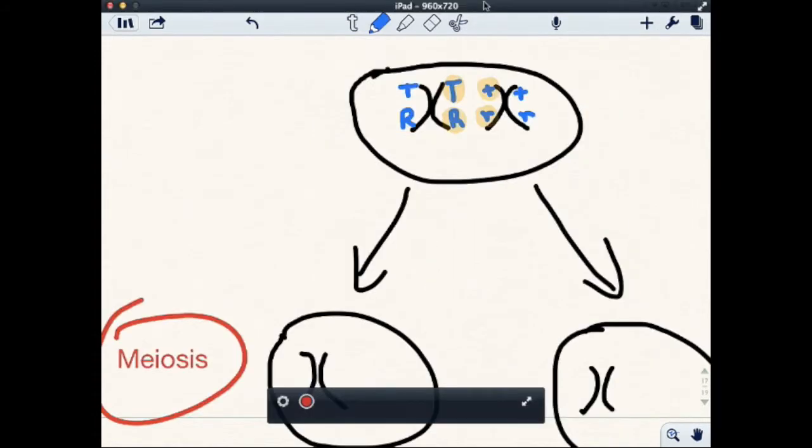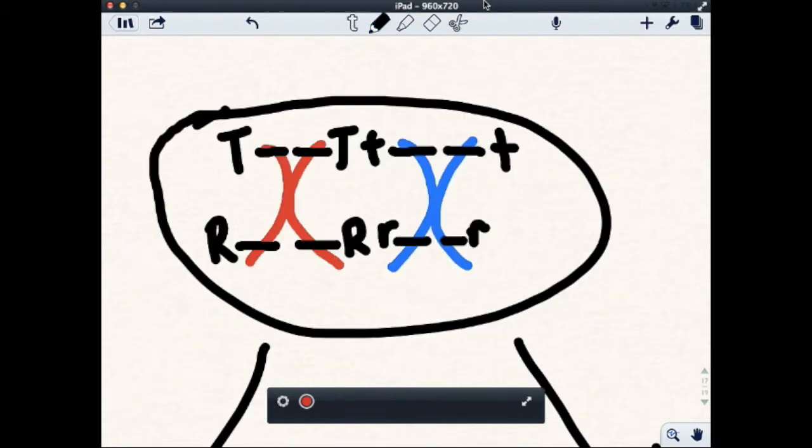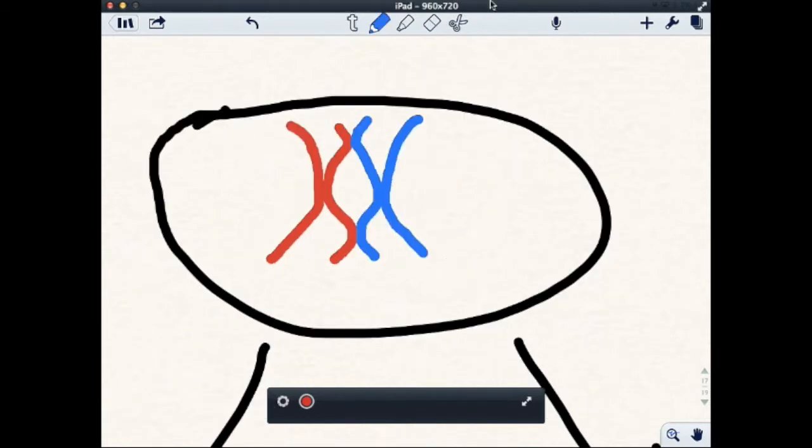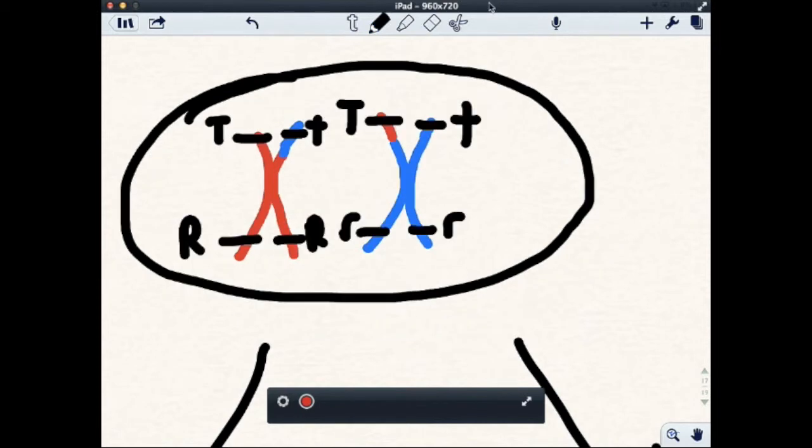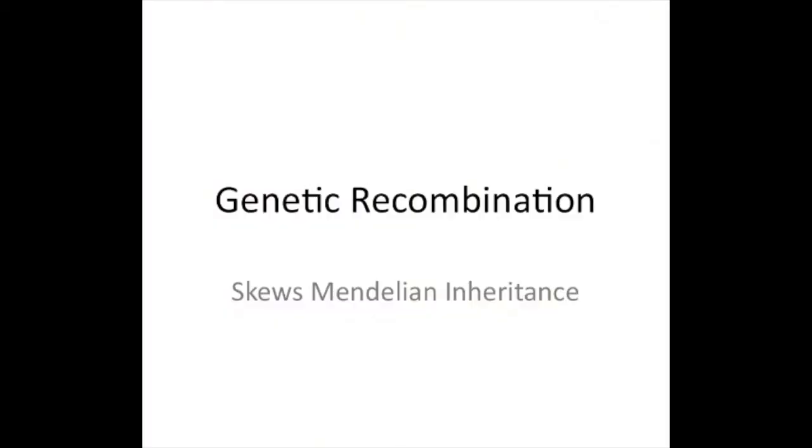This process most commonly occurs during meiosis, when corresponding chromosome pairs line up beside each other before being separated. The chromosome pairs form links, commonly referred to as chiasmata, and this allows for the exchange of genetic material. Hence, genetic recombination skews the figures in Mendelian inheritance.